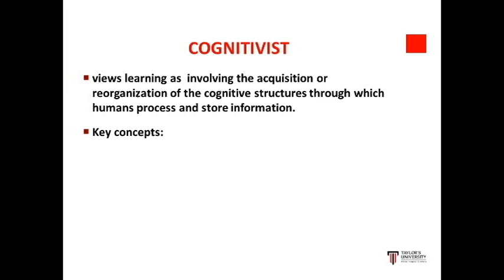Right, the second learning theory that we are going to study today or discuss today is cognitivism. Now, the cognitivist, the person who adheres to cognitivism, views learning as involving the acquisition or reorganization of the cognitive structures through which humans process and store information. So, it is a very cognitive or intellectual way of looking at learning.